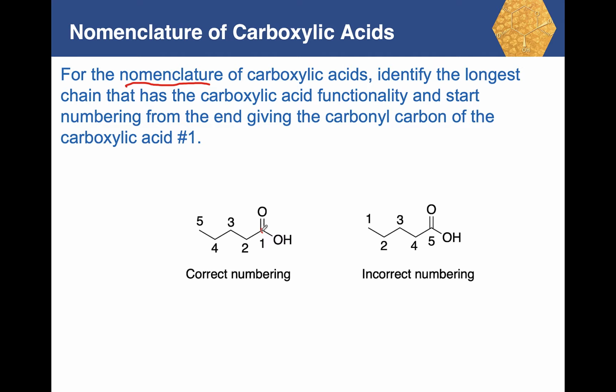So here's 1 carbon, 2, 3, 4, 5. So we have 5 carbons. Where do we start numbering? We start numbering at the end that is the carboxylic acid. So the correct numbering system is 1, 2, 3, 4, 5, as shown here. And the incorrect numbering system is right here. So always start at our functional group, which is right here.